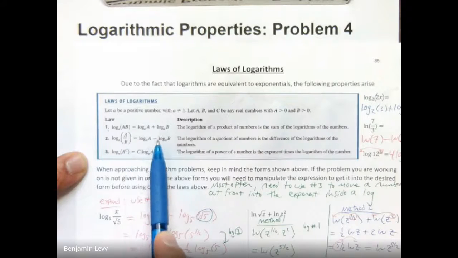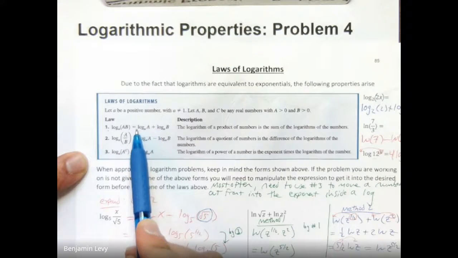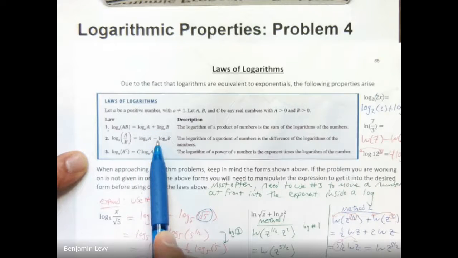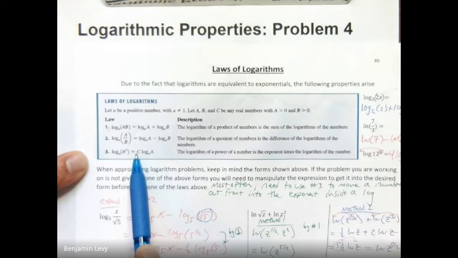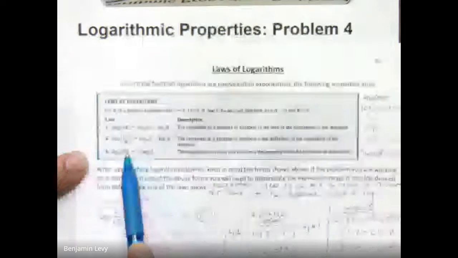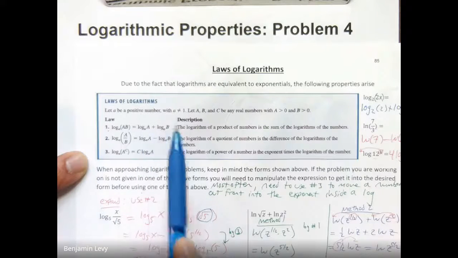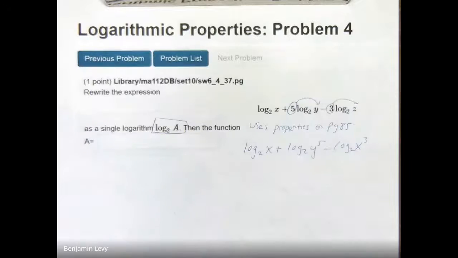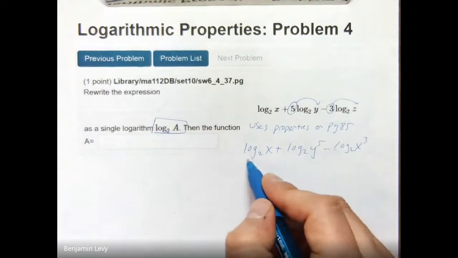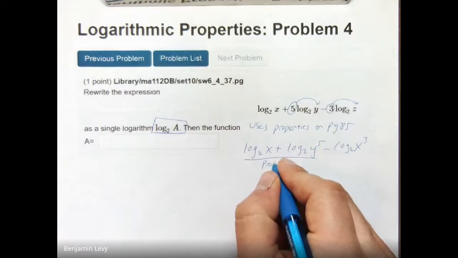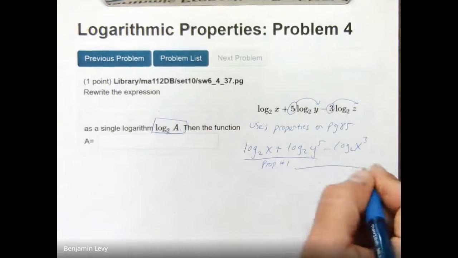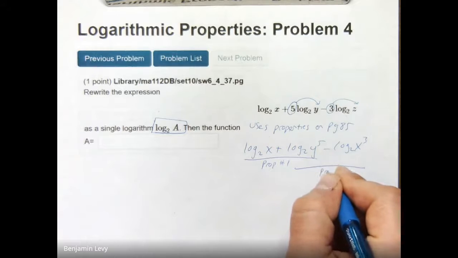But if you look at the properties on the right, there's a 1 in front of all these logs that I'm pointing at, right? There's not a number in front of them. There's a 1, technically. And so if you have a number, you need to first move it inside using property 3, and then that opens up property 1 and 2, right? And so now we're in a situation that looks like property 1 and 2. This one we'd use property 1. And then the second one, we have subtraction, we'll use property number 2.